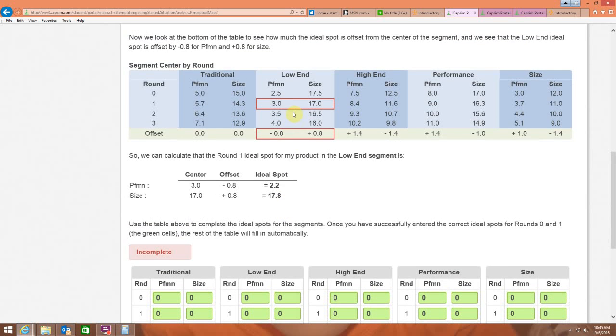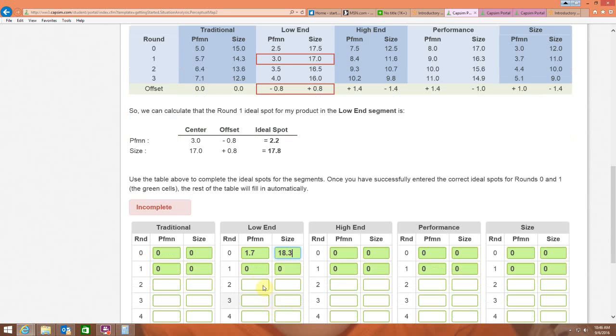And so for round 0, this is asking us what would be our ideal spot, and I'm going to do some of this math in my head. On the performance, our ideal should be 1.7, 2.5 minus 0.8, and our size should be a little bit bigger than that. So 17.5 plus 0.8 should be equal to 18.3, if my math is correct.